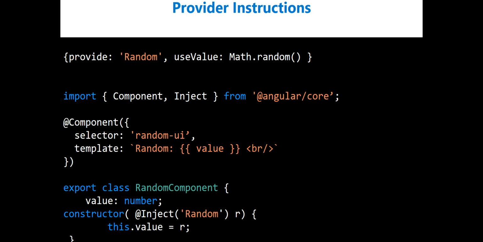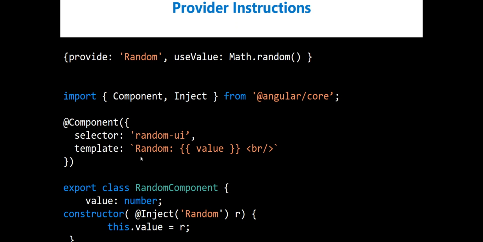It's very simple. So here you can see a component named random component, right? The random component in which the constructor gets injected. You are able to figure out that this particular constructor gets injected a random number every time. Using the component decorator, the value is being rendered to the page every time.